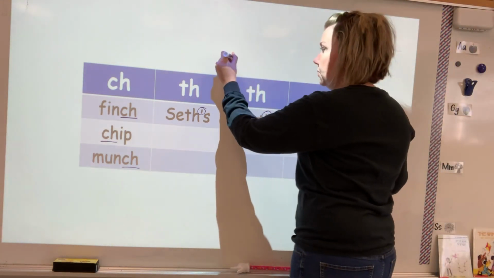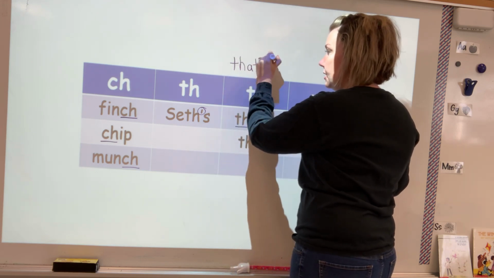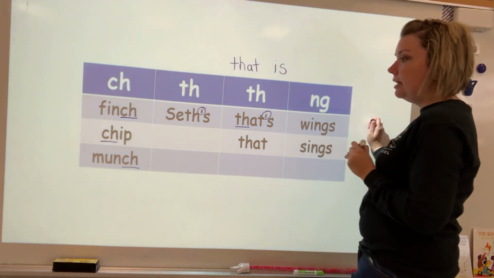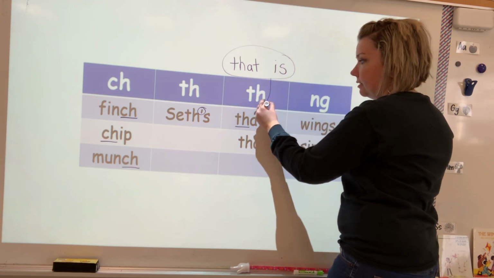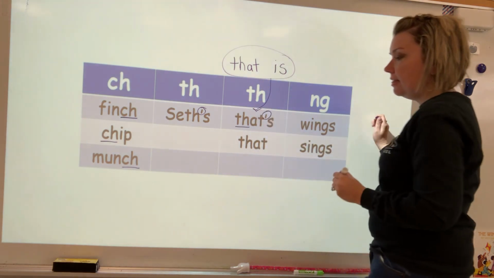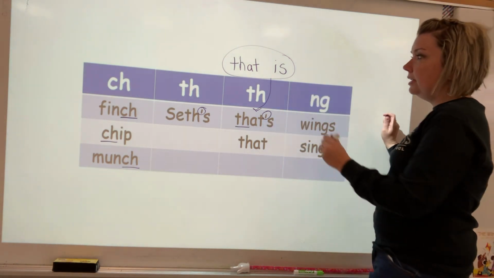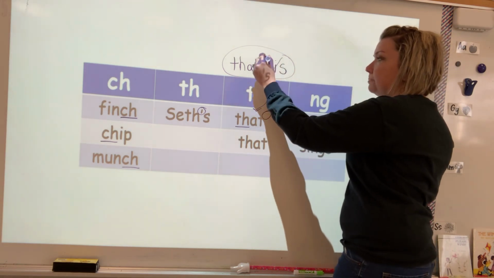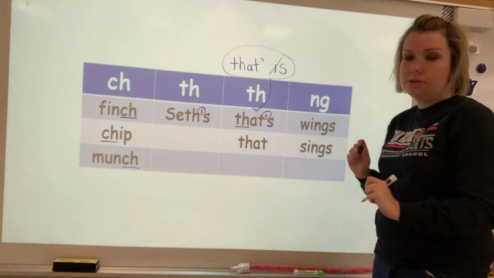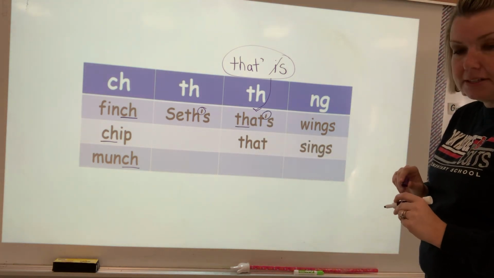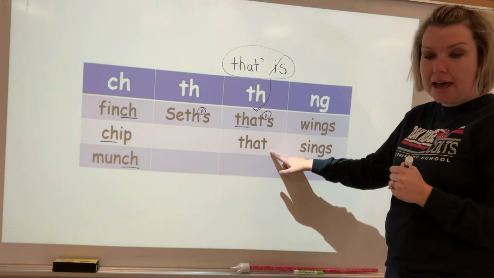They took 2 words, that and is, and they combined them to make that's, using an apostrophe. So they got rid of the I, and in its place, they put an apostrophe. But it's all one word, so there's no need for a space. That's a contraction word. Okay, and then of course that by itself.